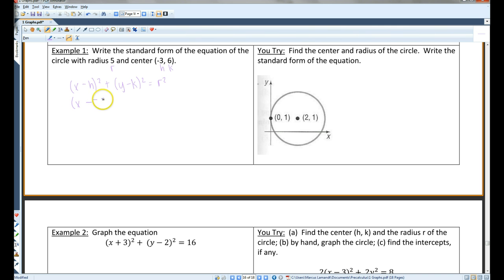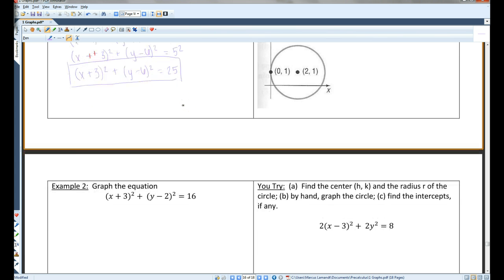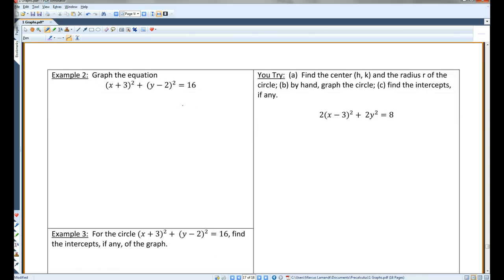(x minus negative 3), (y minus 6), both of those are squared, equals 5 squared. The minus negative becomes a positive. So now I've got (x plus 3) squared plus (y minus 6) squared equals 25. All done? You guys can do the you try.